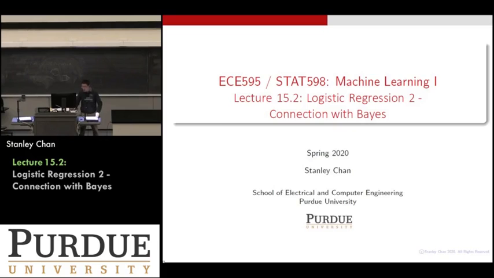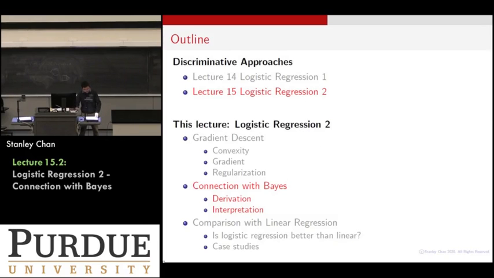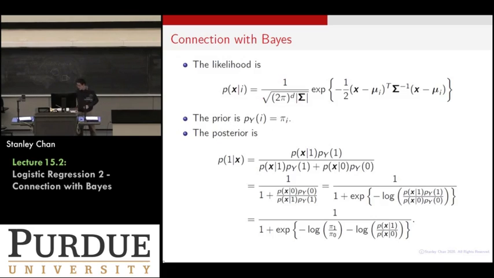So what I want to do next is to try to connect the logistic regression with Bayesian decision rule, and afterwards I want to show you some connections with the linear regressions. So let's first talk about the Bayesian decision rule.